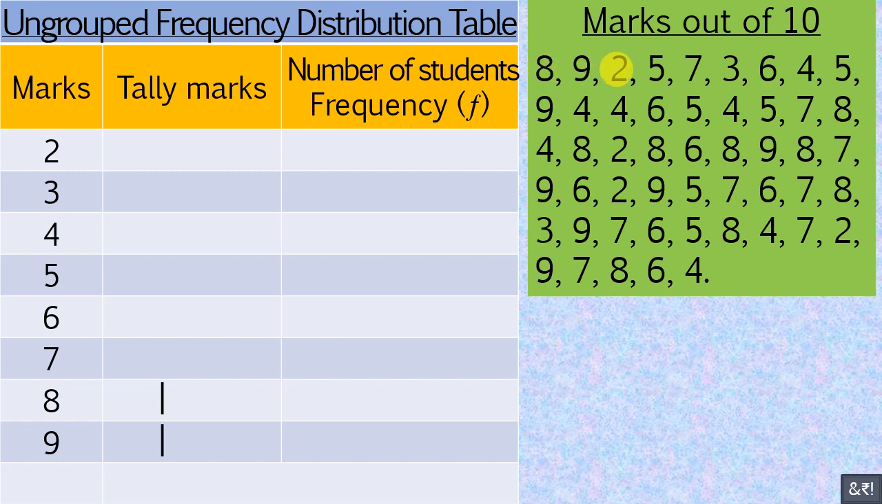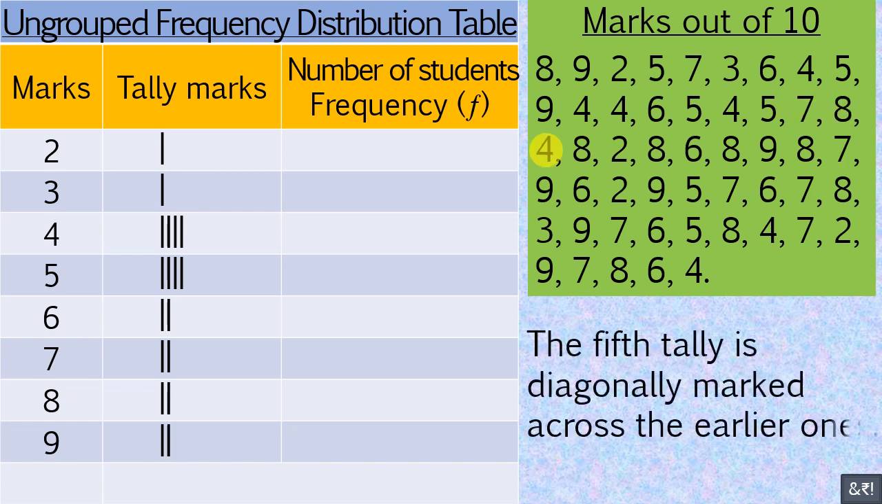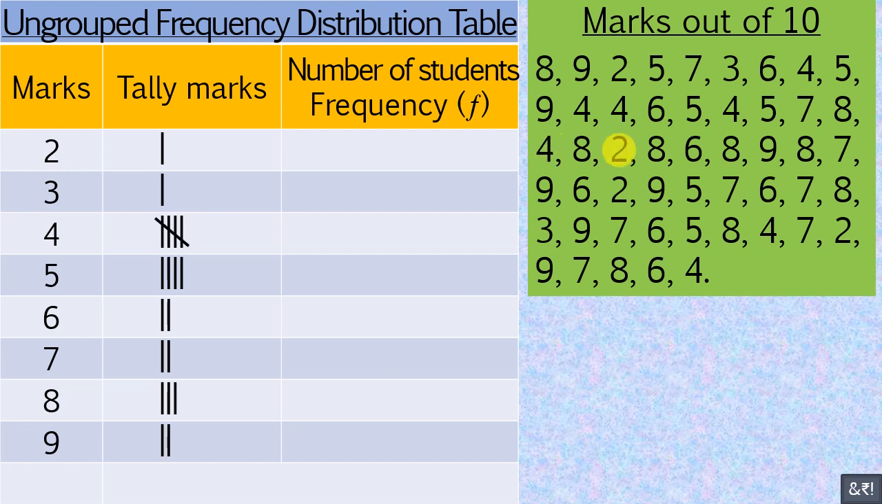9, 2, 5, 7, 3, 6, 4, 5, 9, 4, 4, 6, 5, 4, 5, 7, 8, 4. The 5th tally is diagonally marked across the earlier ones. 8, 2, 8, 6, 8, 9, 8, 7. Similarly for the remaining scores.